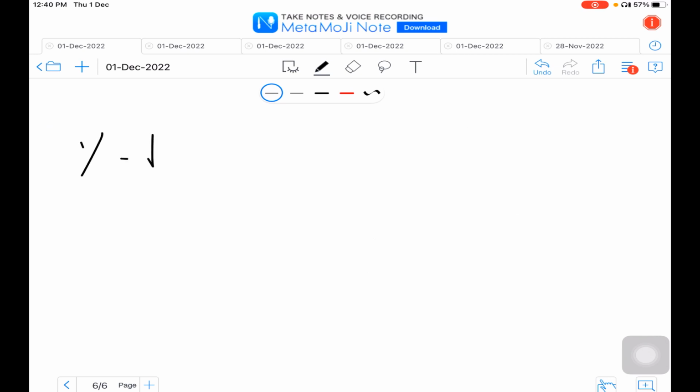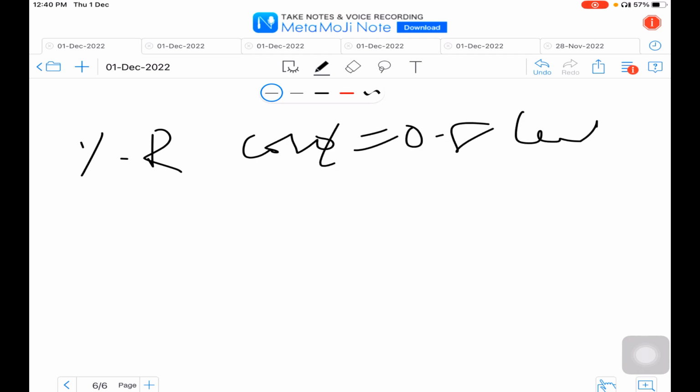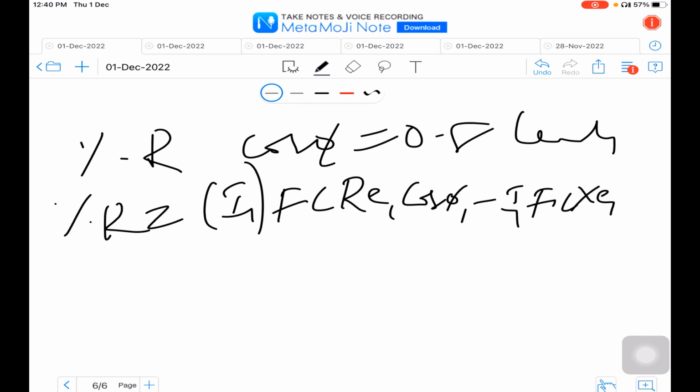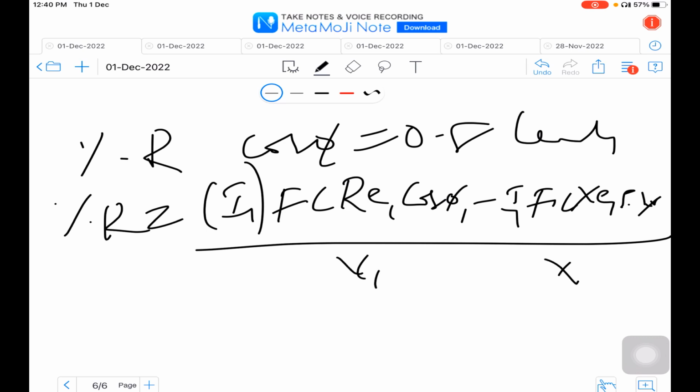The second parameter they had given is percentage regulation on full load cos phi 0.8 leading. What is the formula for percentage regulation? Percentage regulation is equal to I1 full load RE1 cos phi 1 minus I1 full load XE1 sin phi 1, divided by V1, into 100. When you substitute, we get regulation as 0.195%.